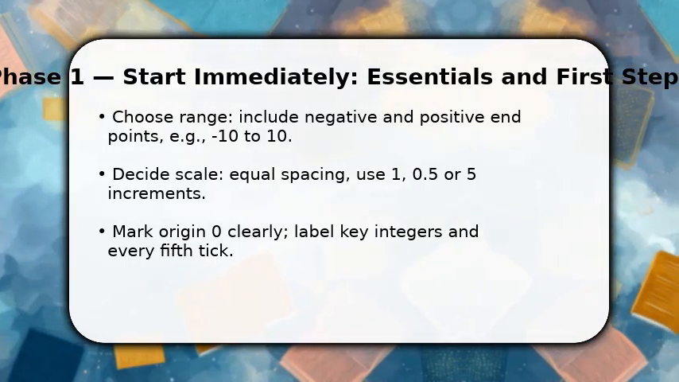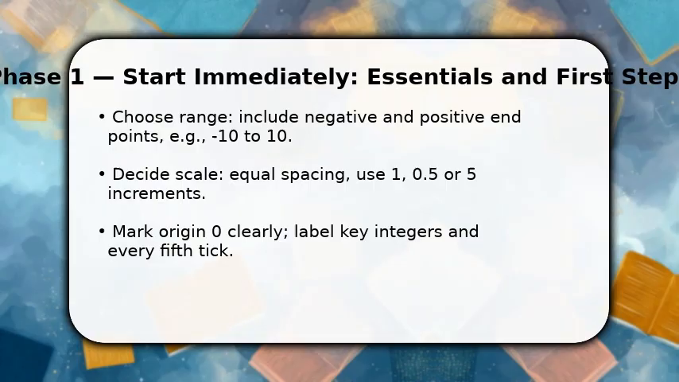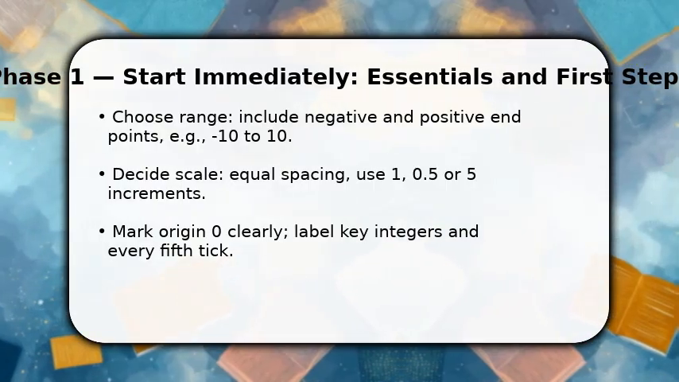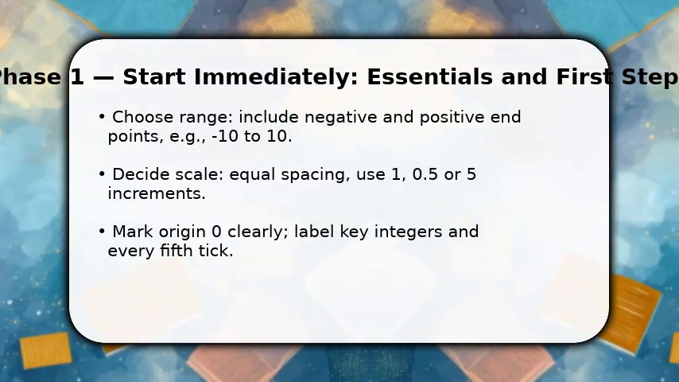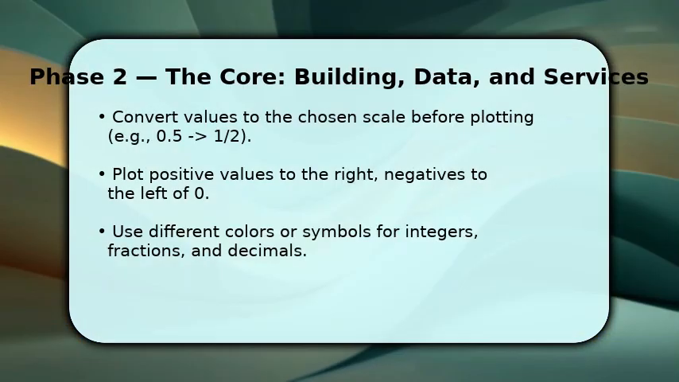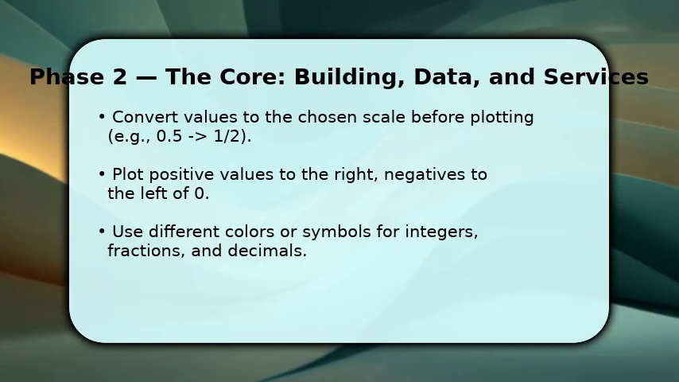Once done, double-check the labels and spacing, because consistent spacing prevents calculation errors when you add, subtract, or compare values on the line. You now plot numbers precisely so comparisons make sense.